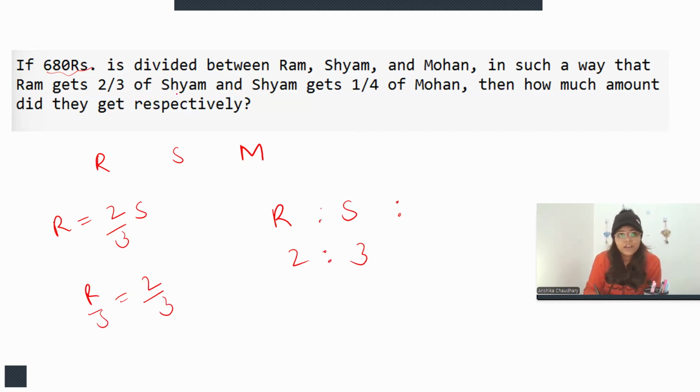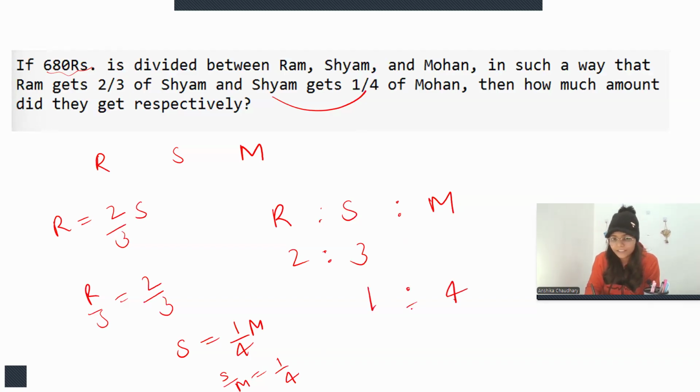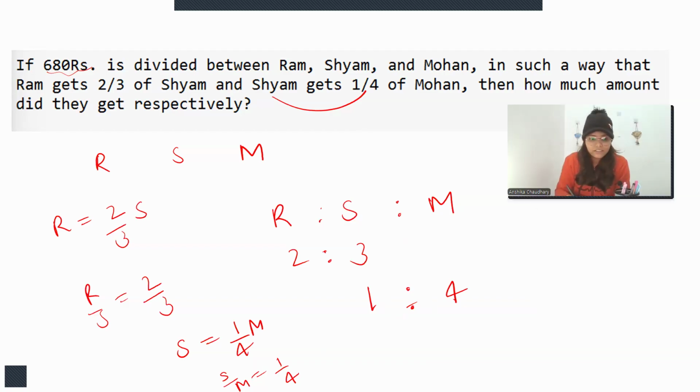right? And Shyam gets 1 by 4 of Mohan. So if this M comes here, S upon M will become 1 upon 4. That means S and M have 1 and 4. Right? Why am I writing it here? There is a reason: the first ratio is between Ram and Shyam, and the next ratio is given between Shyam and Mohan. So it will come here in the next line.